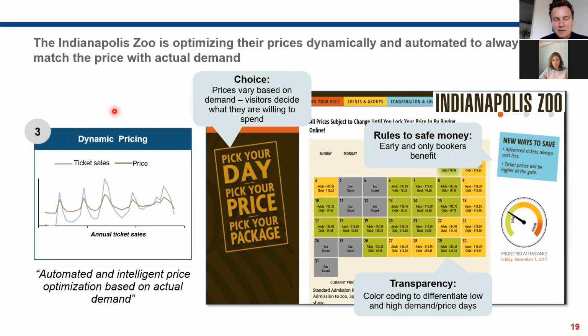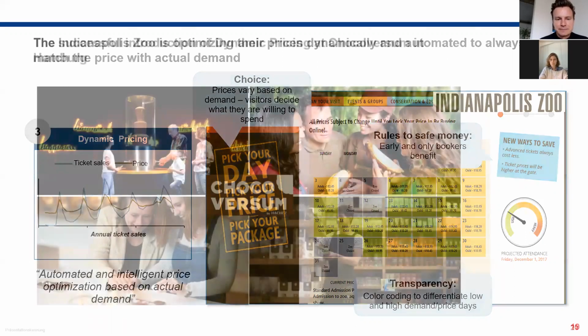So this is one example that we really like in the very transparent communication and how dynamic pricing is deployed. In this case, it's a zoo, and they use it for daily business.